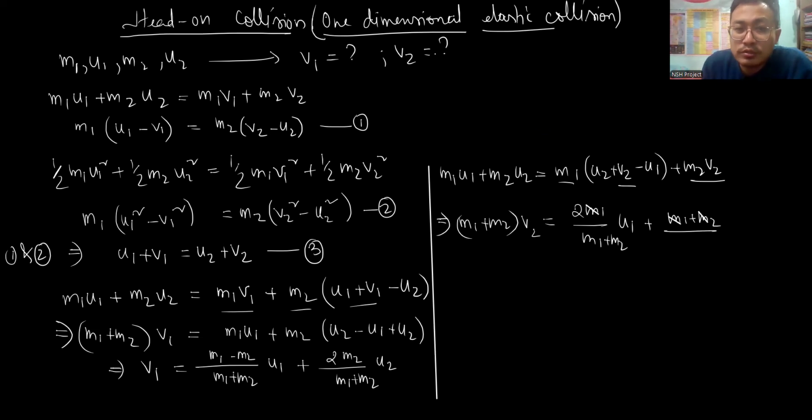m2 minus m1 by m1 plus m2 times u2, sorry.